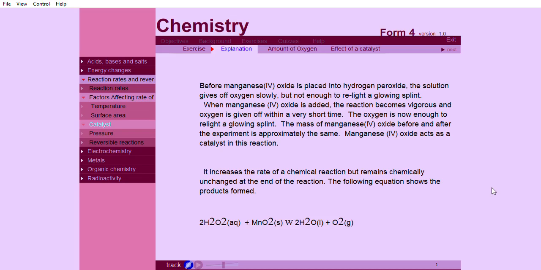The mass of manganese(IV) oxide before and after the experiment is approximately the same. Manganese(IV) oxide acts as a catalyst in this reaction. It increases the rate of a chemical reaction but remains chemically unchanged at the end of the reaction. The following equation shows the products formed.